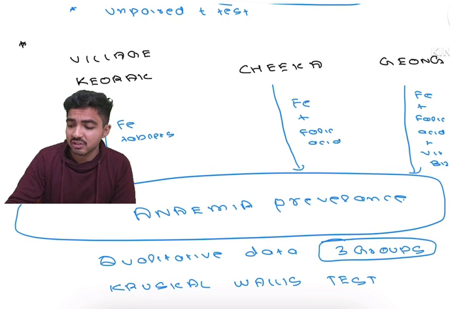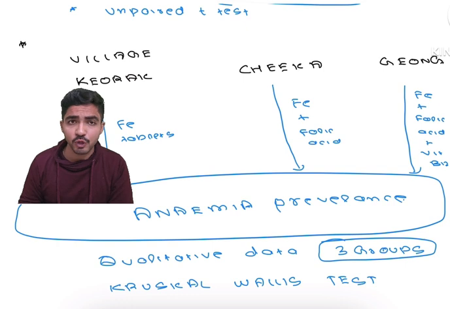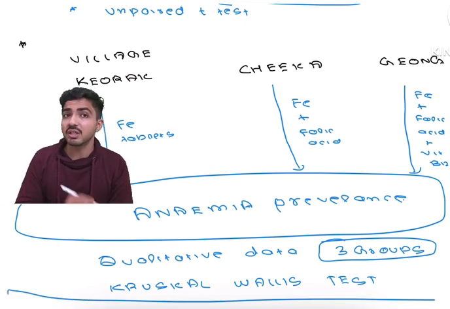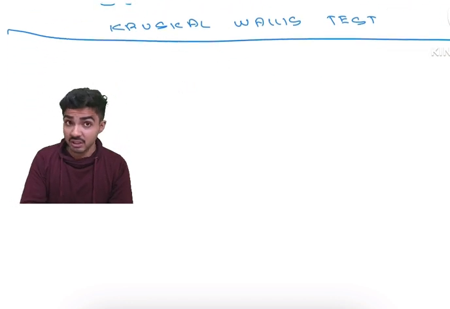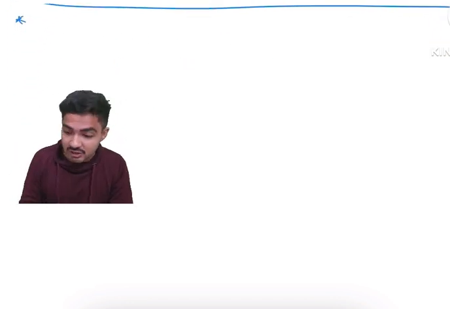Let me twist this example. If in this case I have to compare the hemoglobin levels in these three villages after the administration of these three different drugs, what type of test will you apply? The game changes. Hemoglobin is a quantitative data and the number of groups is three. So the ANOVA test is to be applied in this case.